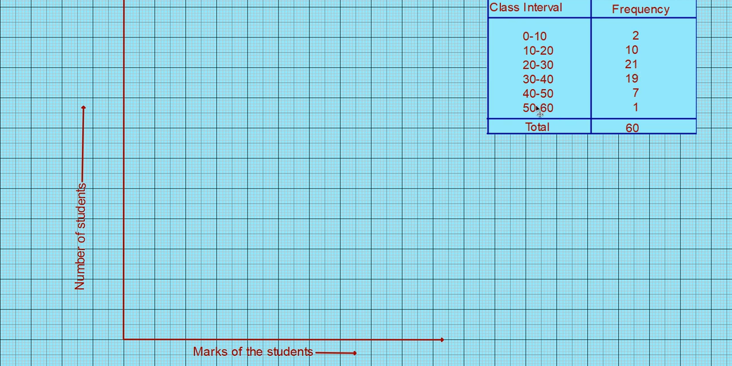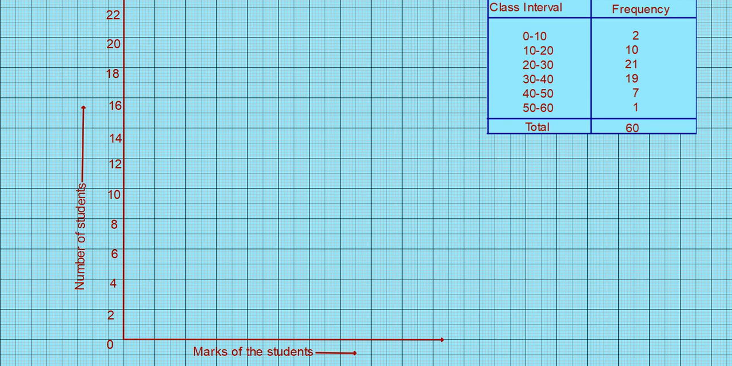And the lowest one is 50 to 60. It is 1. That is 50 marks, one student got it. So on the vertical line we can take 1 division equal to 2 students. So it is 0, 2, 4, 6, 8 and so on.